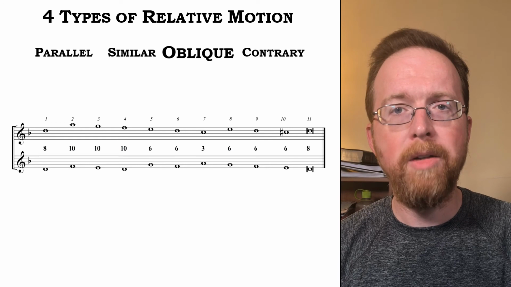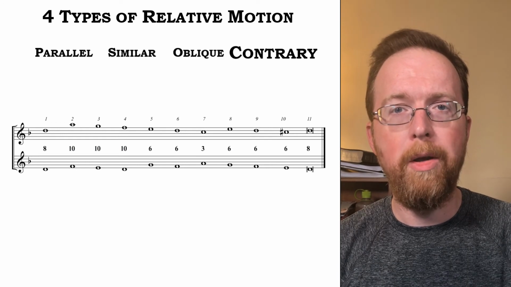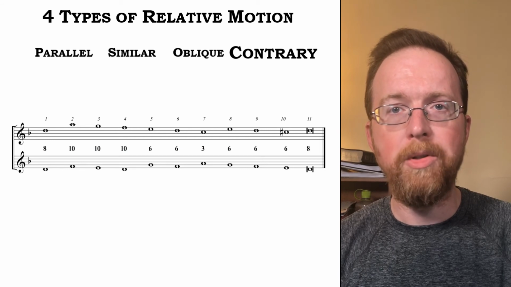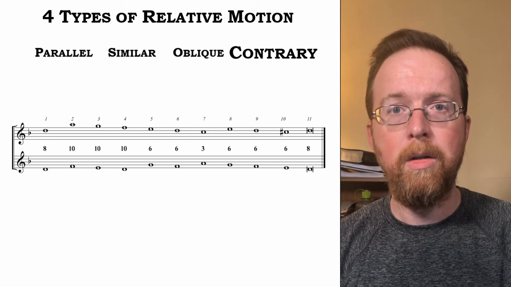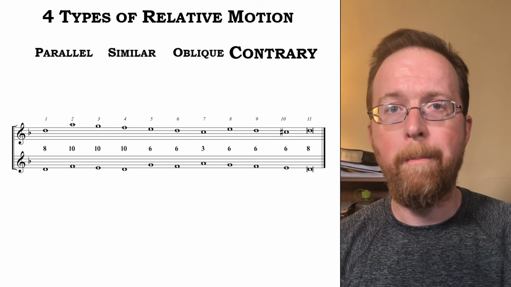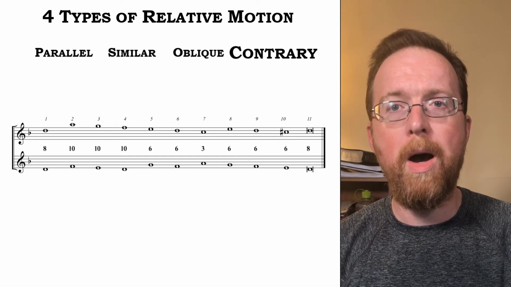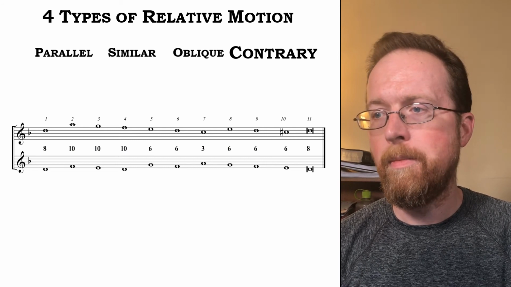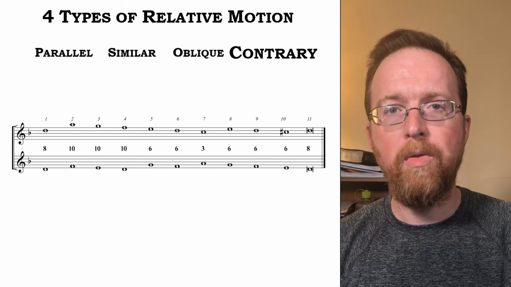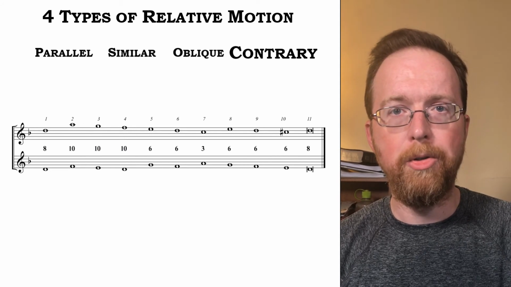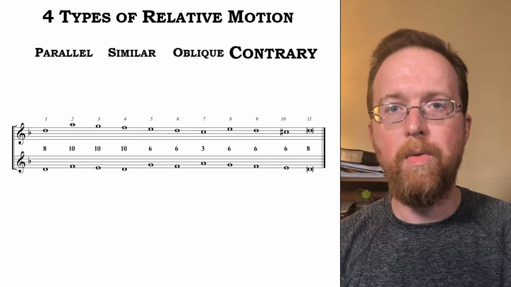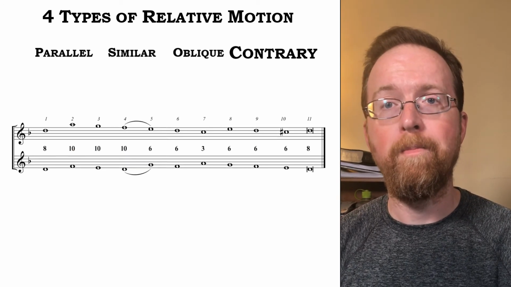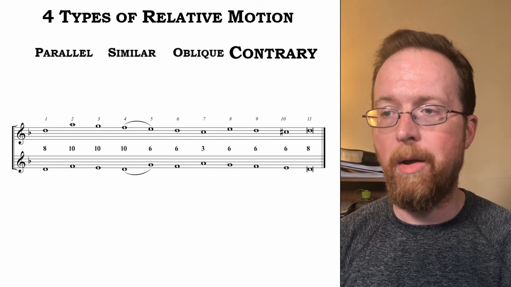The fourth and final type of relative motion is contrary motion. Contrary motion simply means the two voices are moving in opposite directions. Do you see any contrary motion here? Where does the counterpoint go up as the cantus firmus goes down, or vice versa? I count 4 different instances of contrary motion, and the first one is in measures 4 and 5. The cantus is leaping up a fourth, and the counterpoint steps down.